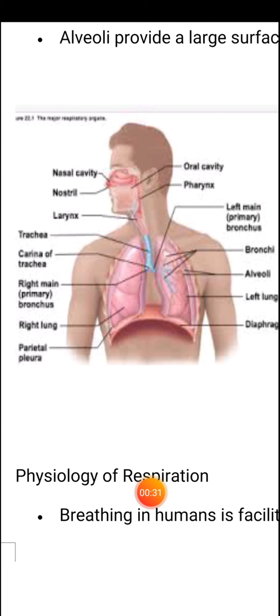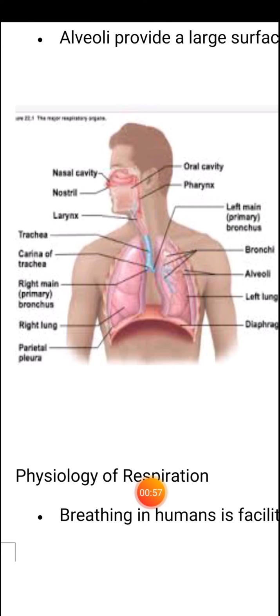As we know, the air we breathe will enter into the lungs through the nasal cavity. That means before the nasal cavity we have the nostrils. Through the nostrils the air will enter the nasal cavity. Through the nasal cavity the air will go into a separate system which is known as the respiratory system in humans.